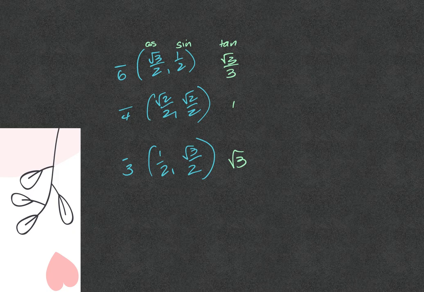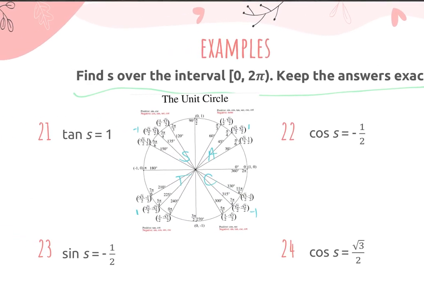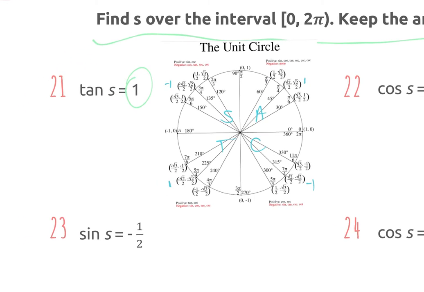So because the value is 1, I would look for where the tangent's 1, and that's going to happen on an over 4. It's positive 1, so we're talking first quadrant and third quadrant. So the answer to this question is pi over 4 and also 5 pi over 4. So it wants all the angles that would have a tangent of 1.